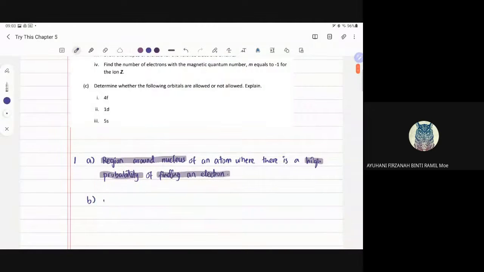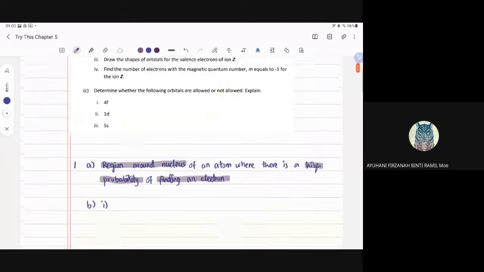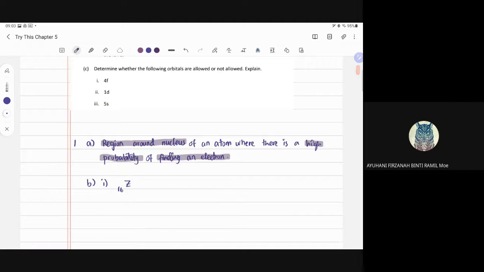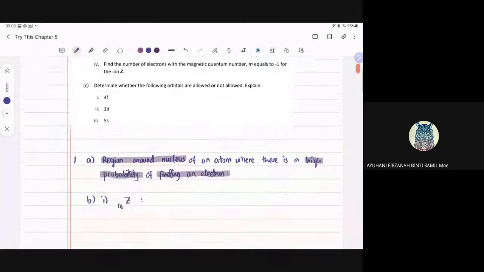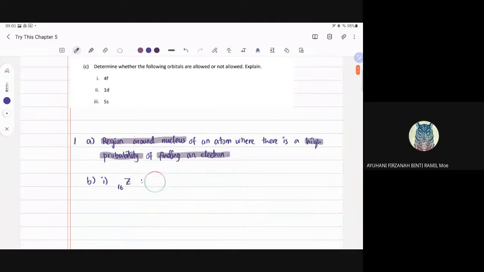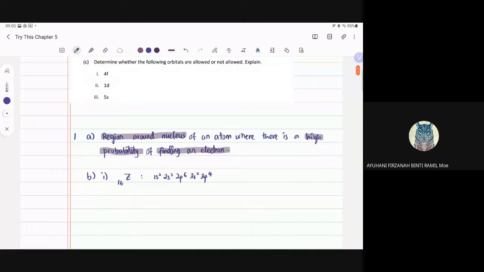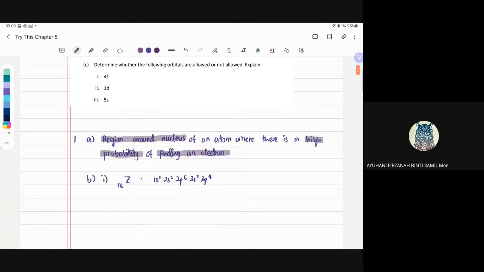So B1. So dia ada 16 proton. Z 16. So kamu boleh tulis because here dia tak cakap dalam bentuk SPDF notation ataupun orbital diagram. So we can answer it in SPDF notation. So it is 1s2, 2s2, 2p6, 3s2, 3p4. Okay. Now, kamu sepatutnya tak payah jawab yang untuk ion. Untuk ion stable ni saya tak cover dalam kelas. Sebenarnya ini dalam chapter 7, but that's okay, kita boleh sentuh je sekarang.